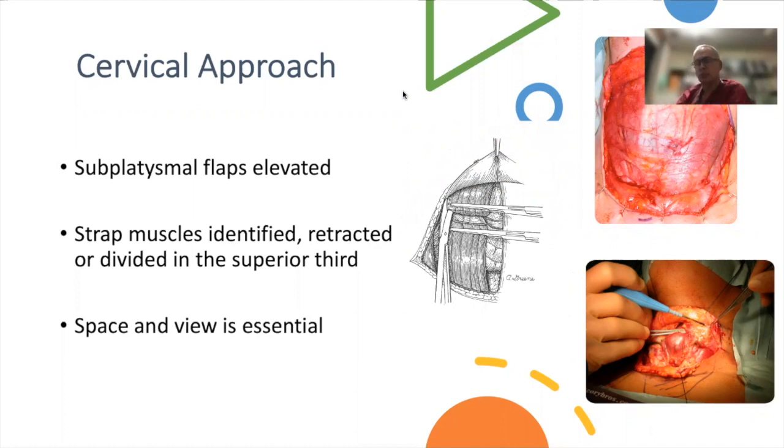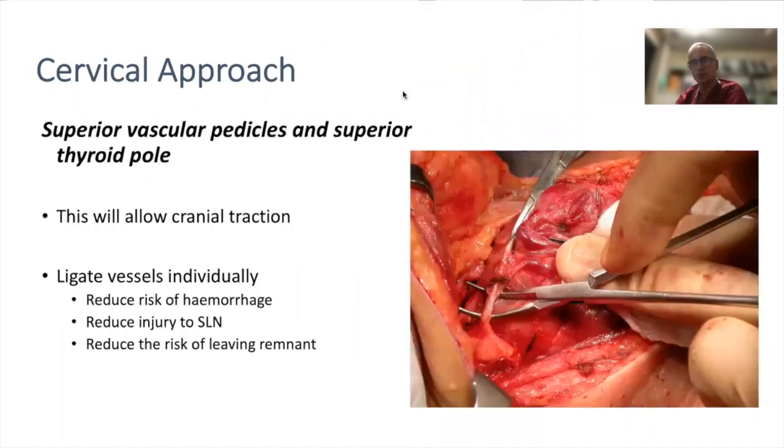It is important that we have plenty of space to dissect and control the structures of these big goiters. Then the first thing we do is address the superior vascular pedicle and the superior thyroid pole, and that allows us to mobilize the easy part of the goiter and allows the cranial traction that is so important to get them through the neck. We will ligate all those vessels individually, with the purpose of reducing the risk of hemorrhage, reducing the risk of superior laryngeal nerve injury, and, in terms of cancer, reducing the risk of leaving a remnant.